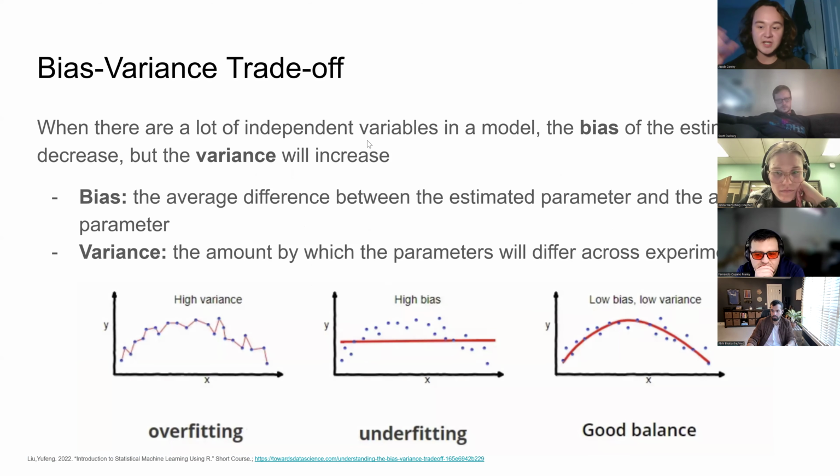So let's understand why adding more variables to our model can be both helpful and problematic. This brings us to what we call the bias-variance trade-off, which is fundamental to understanding why we need methods like lasso.